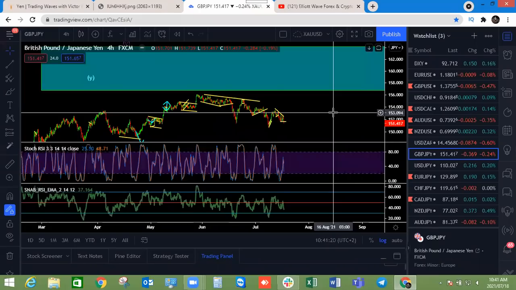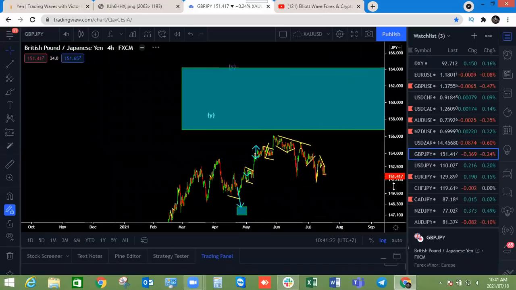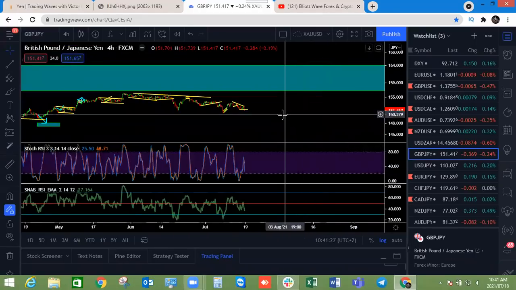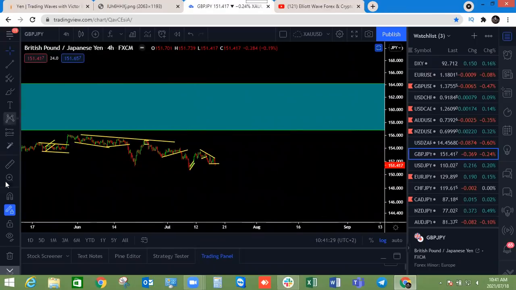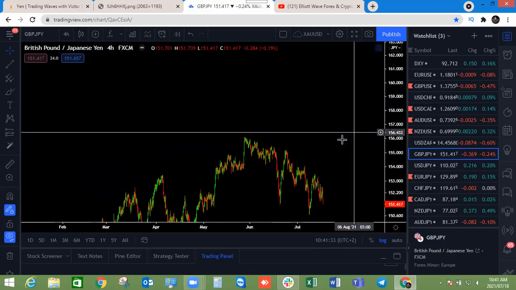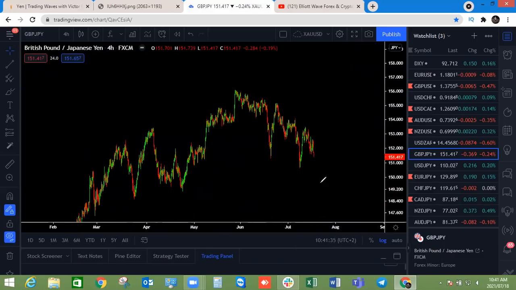Let's have a look here now. With this, are we going to get a bounce to the upside? As it is now, we are going to get a move. The next immediate move that we're going to get here on pound yen is a move back to this level. We're going to get a move back down to this level. So this is the area. We're going to get a move to around this level.